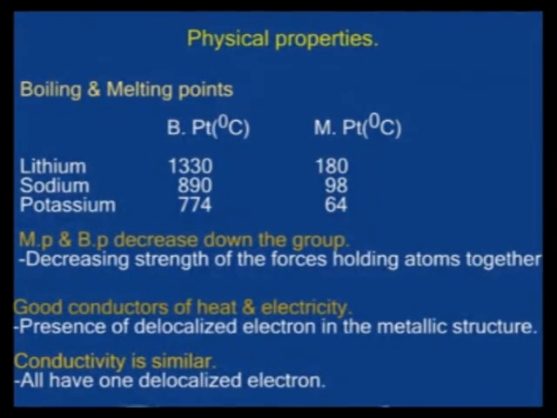Now, since they all have one electron in the outermost energy level, it means each atom donates only one electron into the metallic structure, so the conductivity in alkali metals is similar.